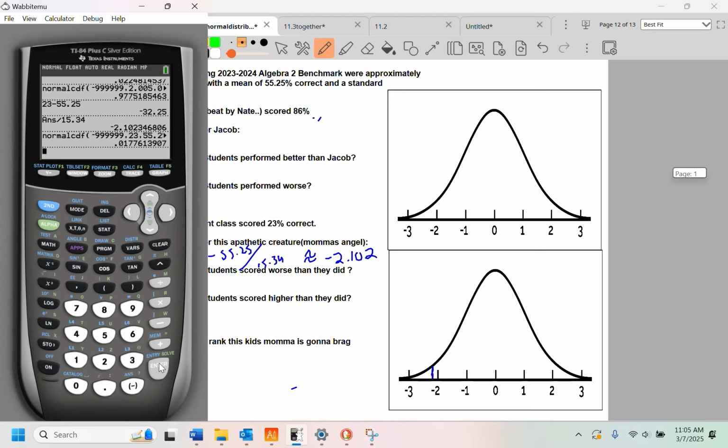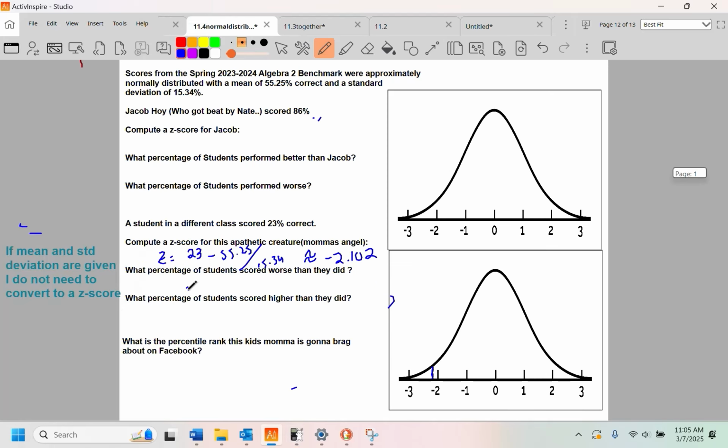There you go, 0.0177 or 0.0178. I can't round today. I think I've got a head cold coming on. 0.0178, or 1.78% did worse. Okay? What percent did better? That would be 100 minus 1.78, which is going to be 98.22.